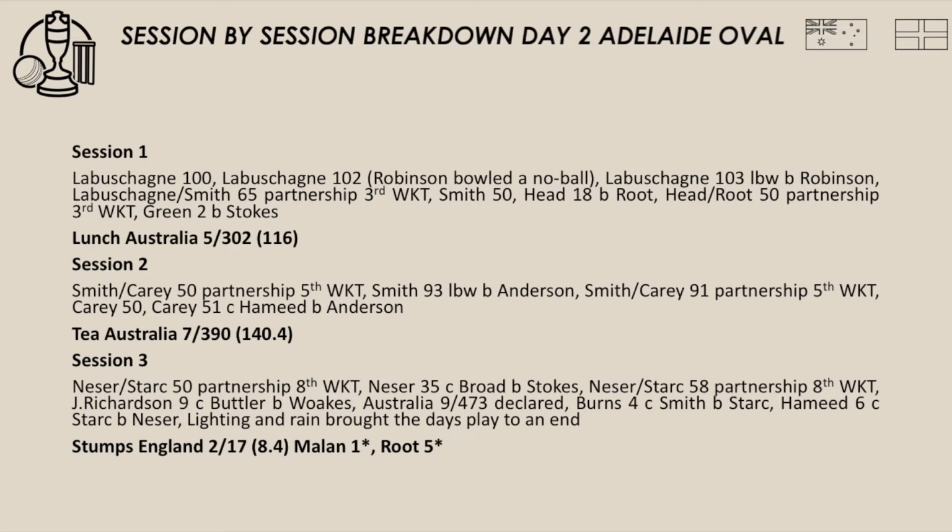Australia declared at 9 for 473. And England lost 2 wickets just before the end of play. Burns was the first to go for 4, caught Smith, bowled Starc. And then Hameed went for 6, caught Starc, bowled Neser. Lightning and rain brought the day's play to an end. And England at stumps are 2 for 17 with Malan 1 not out and Root 5 not out.